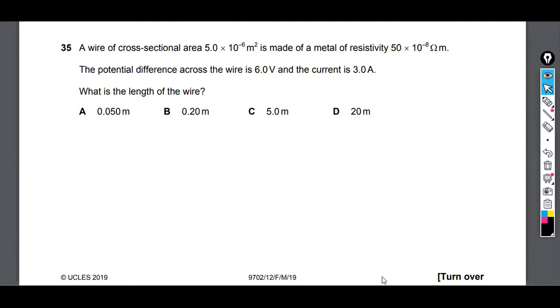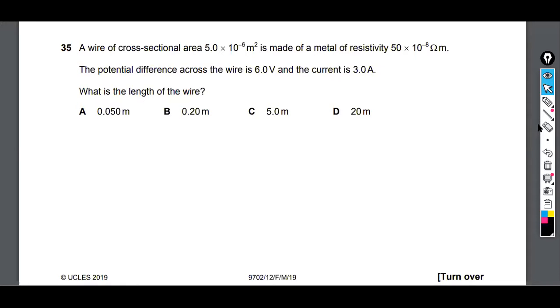So this is question 35 from paper 12 that was administered February, March 2019. And the question reads: a wire of cross-sectional area 5.0 × 10^-6 meters squared is made of a metal of resistivity 50 × 10^-8 ohm meters. The potential difference across the wire is 6.0 volts and the current is 3.0 amps. What is the length of the wire?